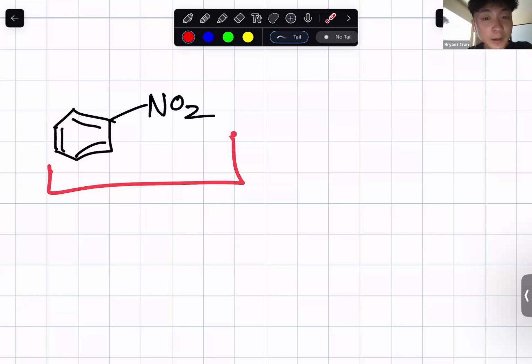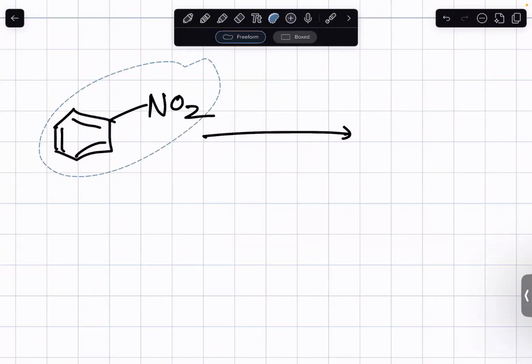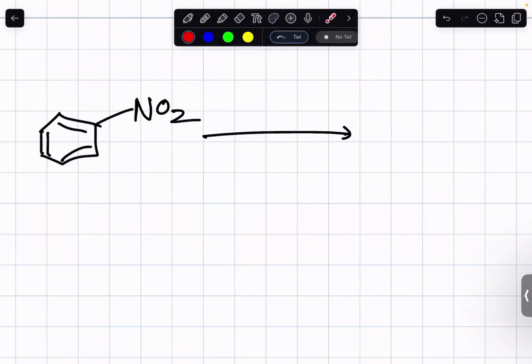Is there a way where we can convert this meta director or EWG into an ortho para director or EDG? Like this group here into an EDG? I think it was like when we bring the S double bond O, like there's a bunch of double bonds to it, and then we could make it an ortho para or a meta.